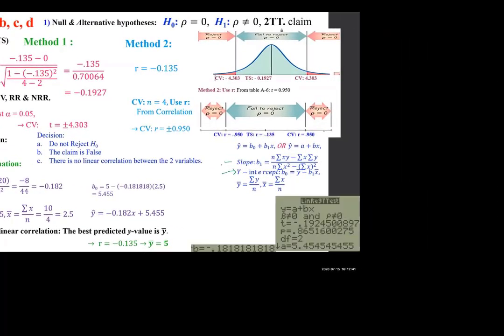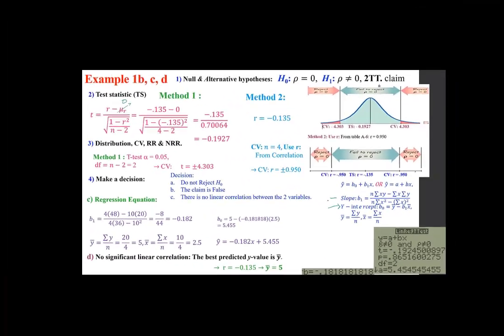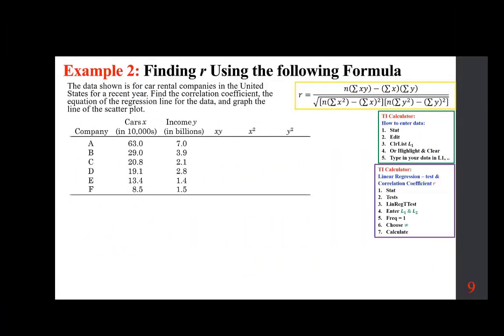As far as the technology, remember what we did, the b, okay, I cut that and I put it here, negative 0.181818, and the a, and that's how you come up with the formula that is discussed here. The data shown is for car rental companies in the United States for a recent year. Find the correlation coefficient, the equation of the regression line, and graph the scatter plot.